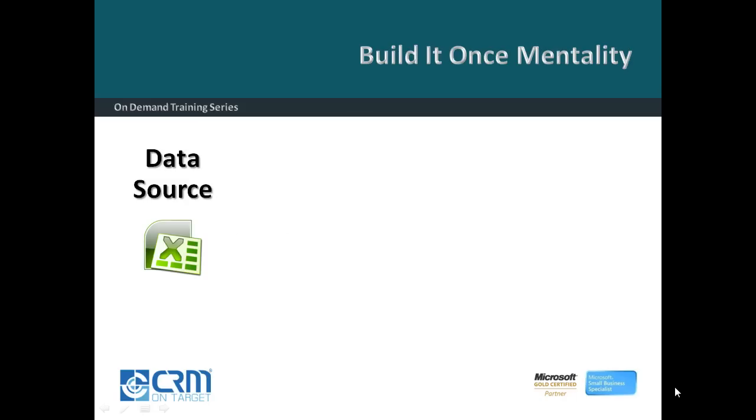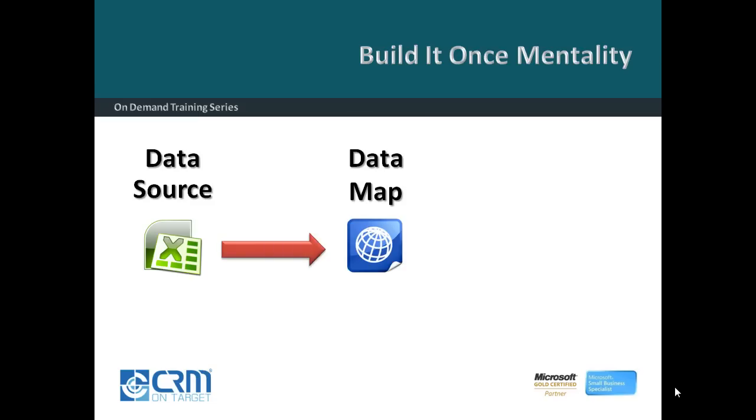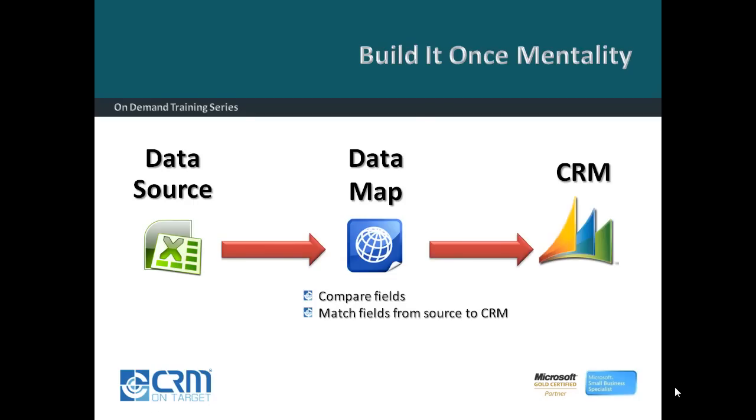We do it this way because we may have a data source, for example, a CSV file from Excel that we import on a regular basis. We get new data feeds. Well, by building a data map once, which is where we check what fields you're importing versus what fields we find over in CRM, we only have to build that data map once. And in the future, all we do is select the file that we're going to import, select the data map, and it becomes a very, very simple process.